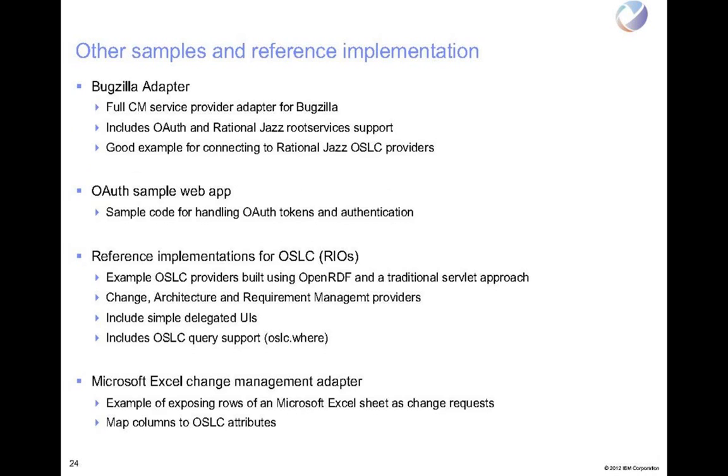So outside of OSLC for J, what are some of the other samples that are available today? I think I mentioned it before, the Bugzilla adapter is out there. It's an excellent example for folks that are interested in connecting to any of the Rational JAS service providers. There's some things you have to do on top of OSLC to talk to Rational JAS servers, we call it the root services support, as well as OAuth, and the Bugzilla adapter does all of that. So it's a good example if you're looking to do an integration there. There's also an OAuth sample web app that's out there, although we need to get some documentation out there for using it. But it has sample code for handling OAuth tokens, keys, authentication.